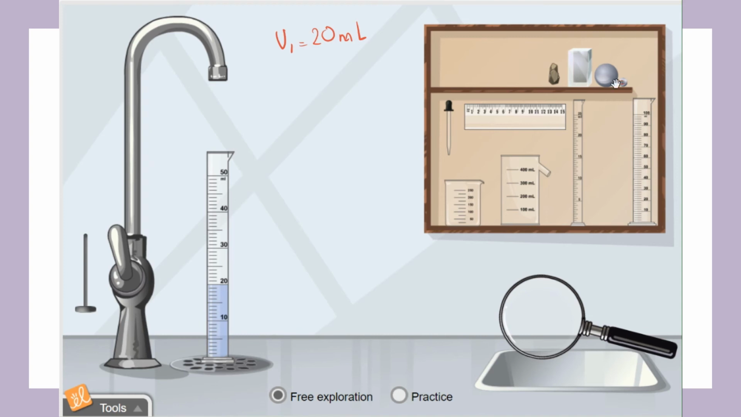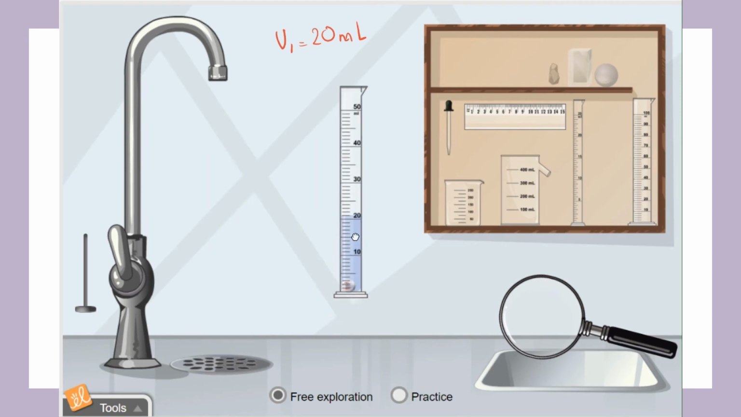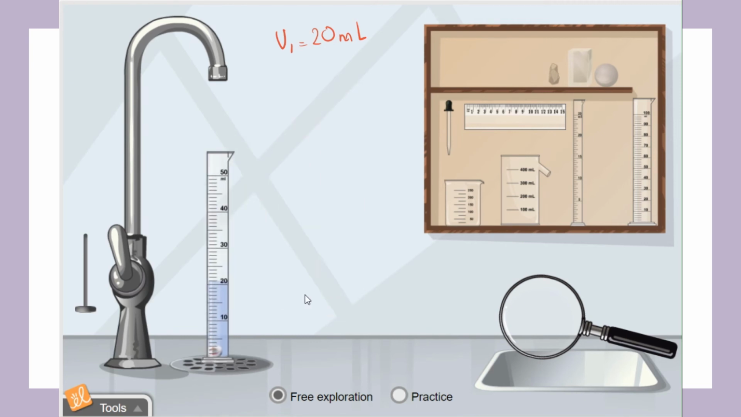Now I will introduce this marble into the graduated cylinder. You can see that the water rose a little bit, and if you look at it, you would see it is at 21 milliliters, one division up. So V2 is equal to 21 milliliters. Guys, can you now find the volume of the marble? Yes, it is V2 minus V1, which is 21 milliliters minus 20 milliliters, and that is 1 milliliter. And this is how we find the volume of a solid.